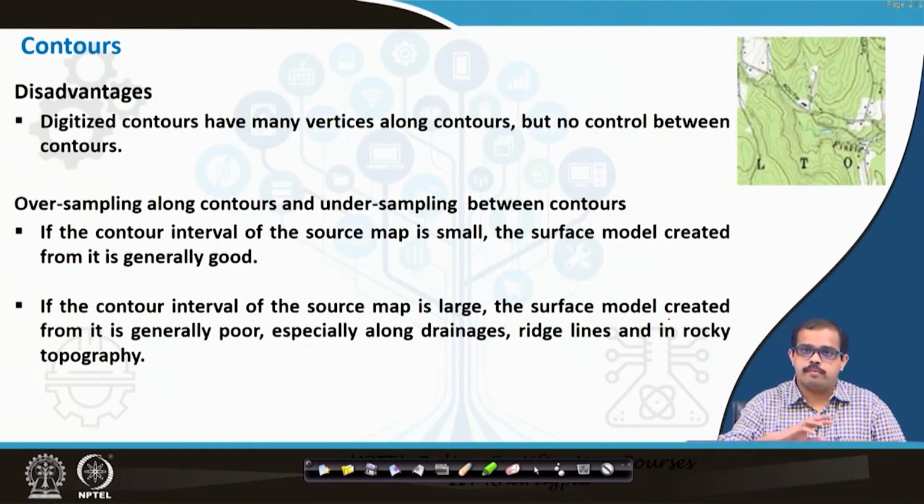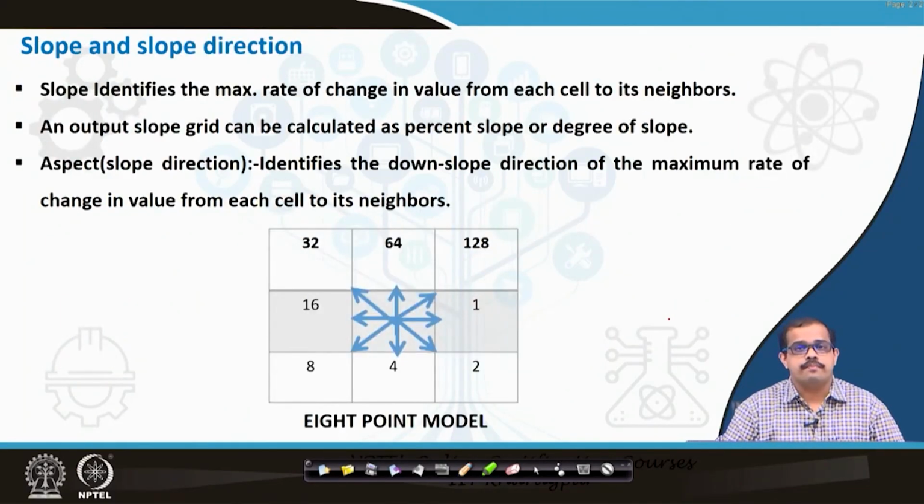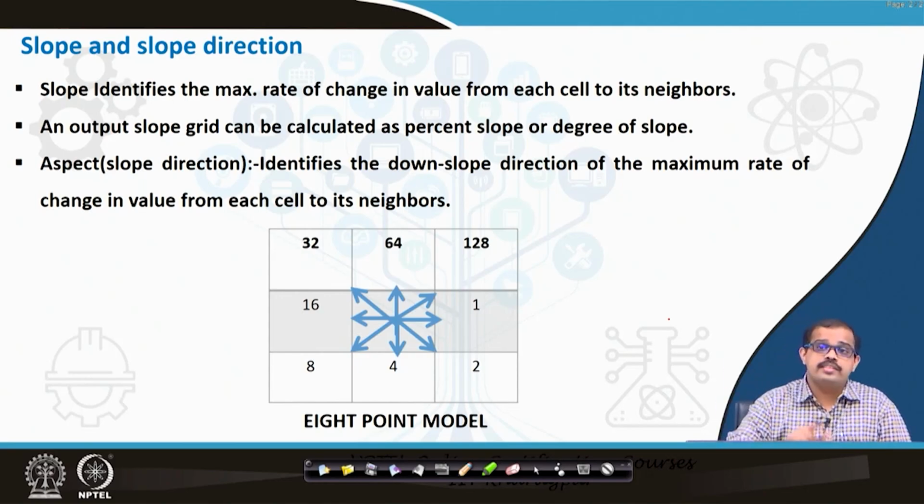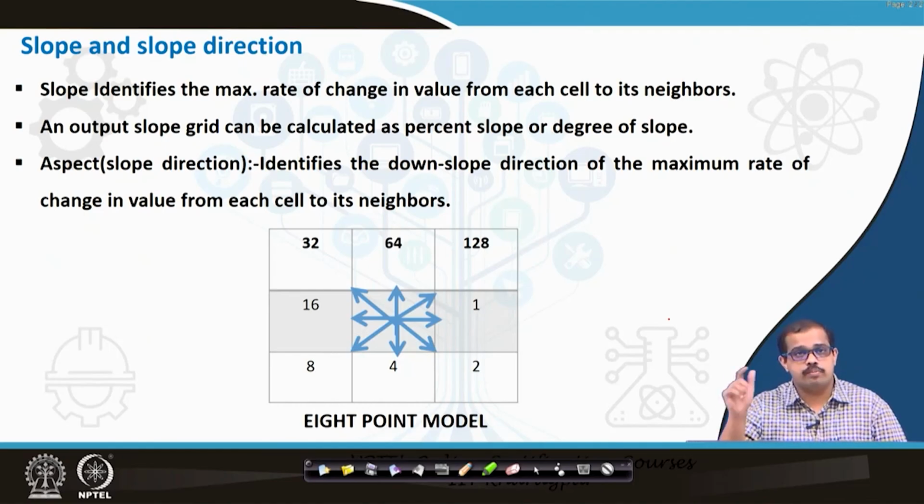So, I have spoken about both the disadvantages and advantages, so you can probably refer there. And there is another model which is called a slope and slope direction model. If you are looking at a hydrological application, this is an extremely useful kind of model. It identifies the maximum rate of change and the direction of the rate of change. That is what is important in a slope and slope direction model. Any output slope grid can be calculated using the percentage slope or degree of slope.